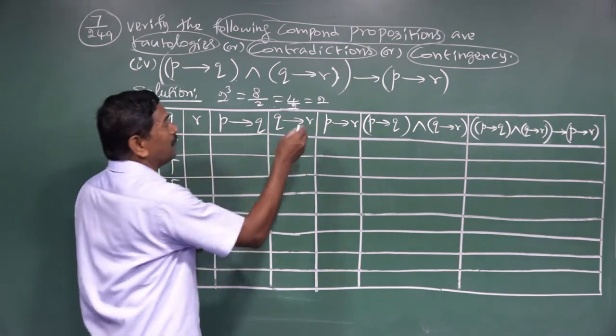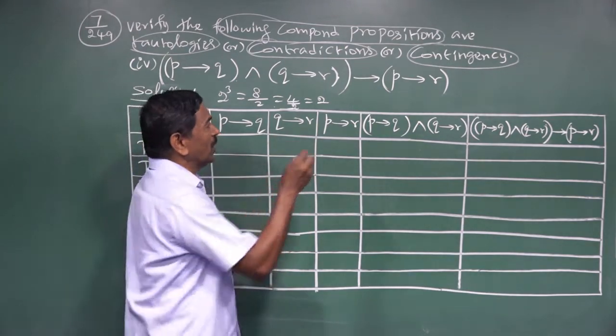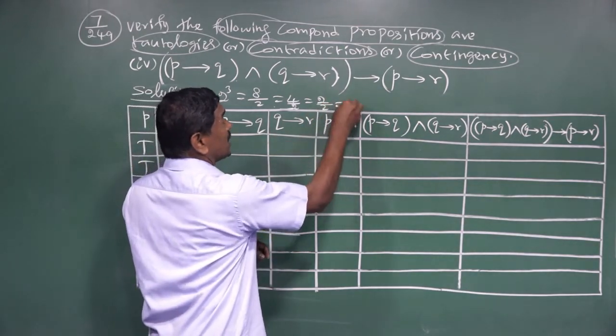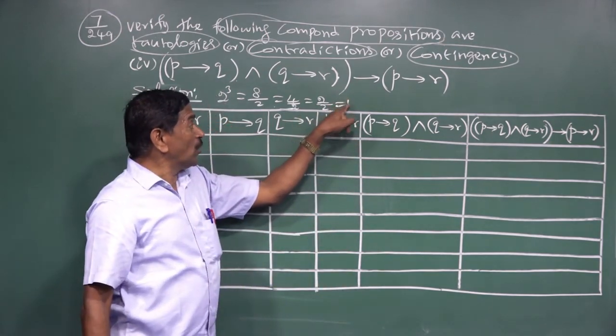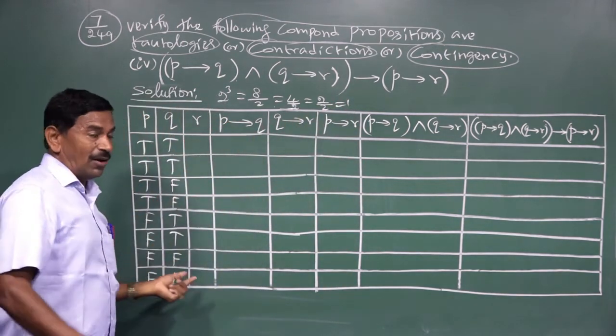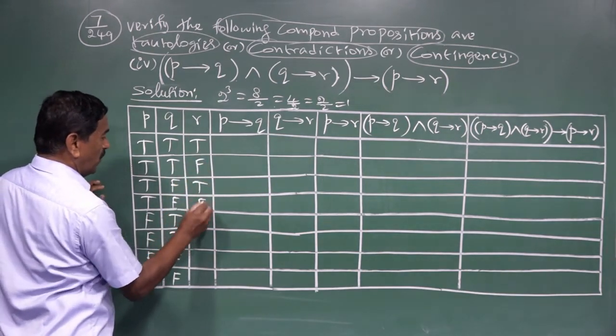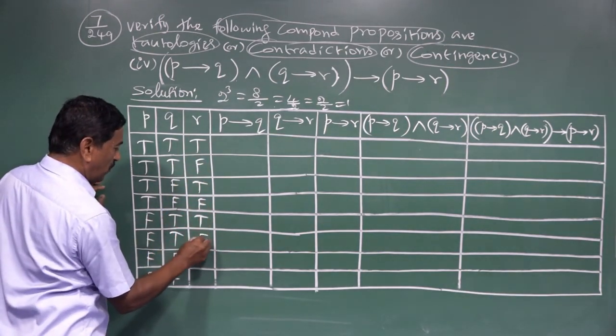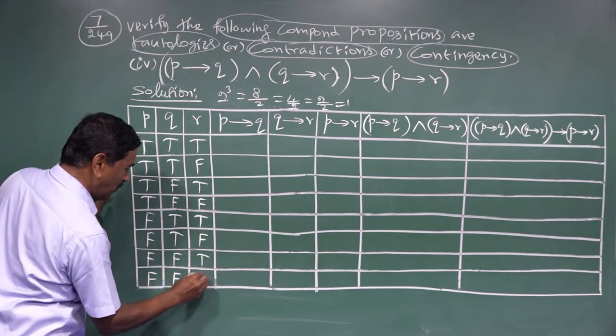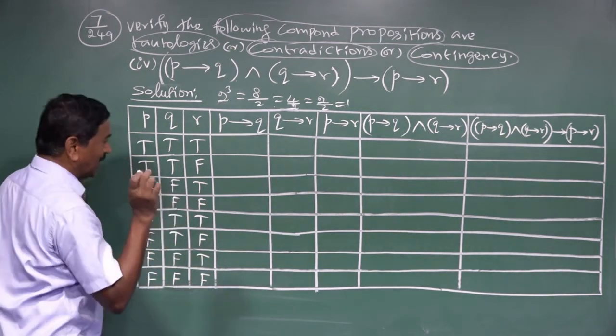Now, again, yourself. Very good. Now 2 is divided by 2, answer is 1, which means 1 true, 1 false in the third column. Listen: 1 true, 1 false, 1 true, 1 false, 1 true, 1 false, 1 true, 1 false. Okay? Yes, completed.